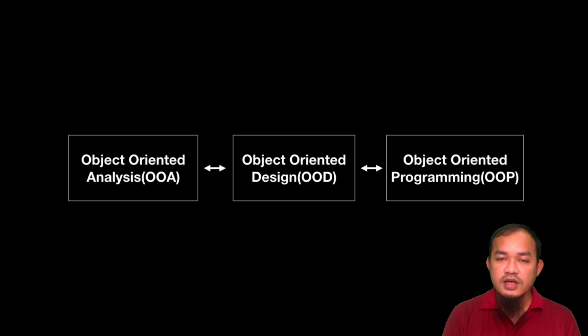In the object-oriented approach, we have three things working together. Even though we are talking about object-oriented programming, the object-oriented approach is a combination of three things: object-oriented analysis, object-oriented design, and object-oriented programming. These are the three principles of object-oriented. So when you learn about object-oriented programming, you will apply the object-oriented design.